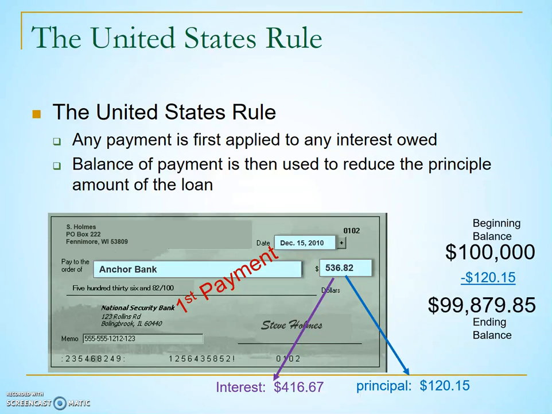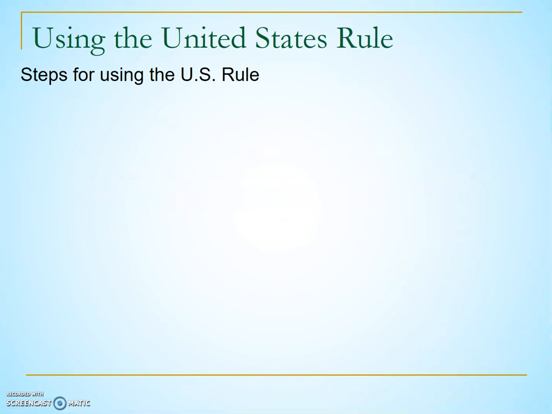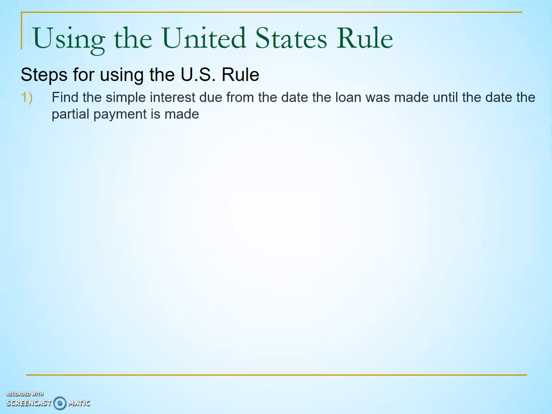We will now look at how these values are calculated using the United States Rule. There are 5 steps needed to work through a problem using the United States Rule. The first step is to determine the amount of interest due from the date the loan was made until the date of the partial payment. This is done through simple interest, I is equal to P times R times T.